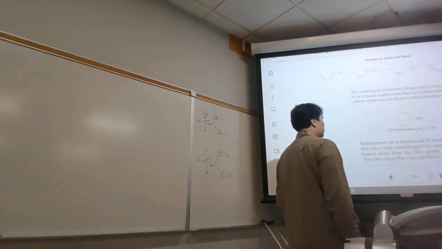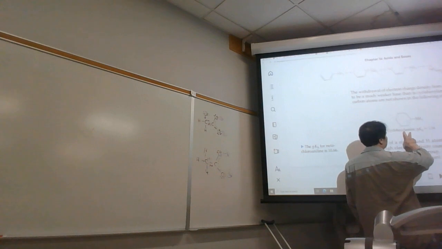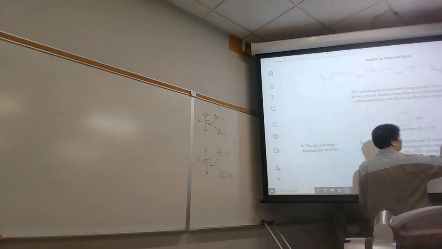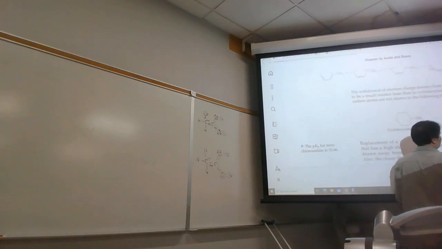Let's take a look. Okay, this is cyclohexylamine. This is cyclohexane, and so this is a cyclohexyl group. This is phenylamine. This is a phenyl substituent. This is an amine group here.